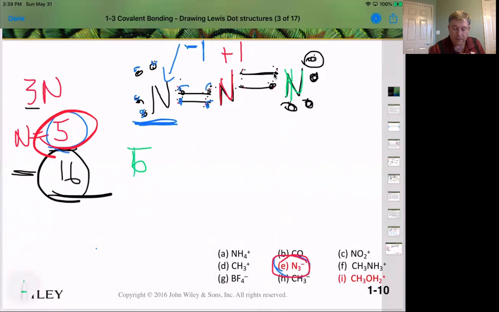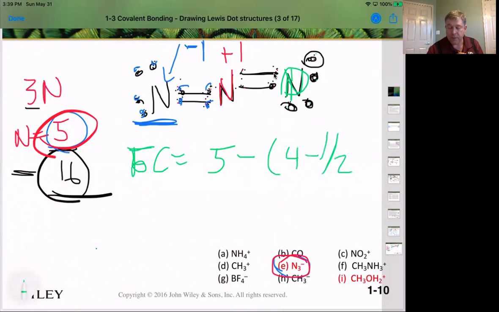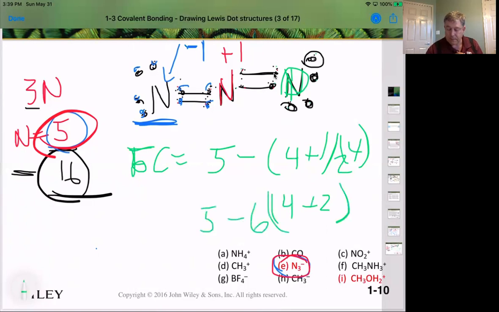Again, the formal charge is equal to the 5 electrons it brought with it, minus lone pairs, we have 4 non-bonded electrons, plus 1/2 of the shared, we had 4 shared electrons, so 1/2 of 4 is 2. We're adding that right there. So we have 5 minus 6, because the sum of this bracket is 6, which is a formal charge of minus 1. So this nitrogen also has a minus 1.